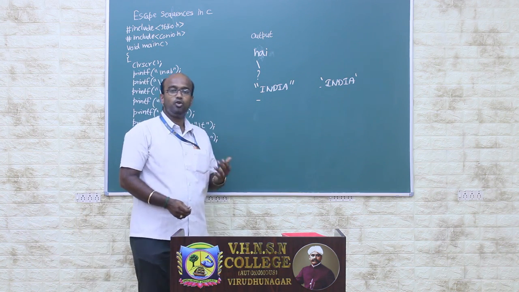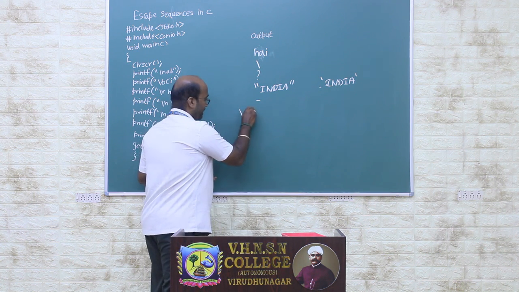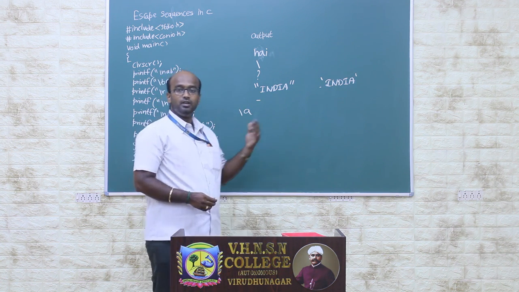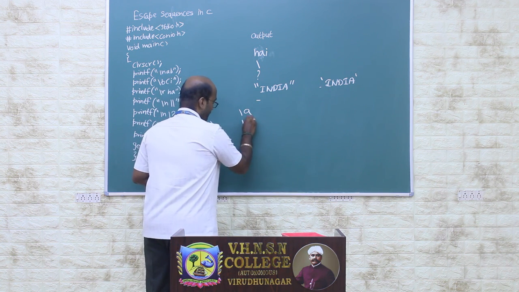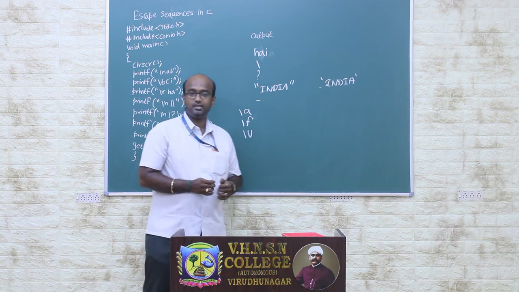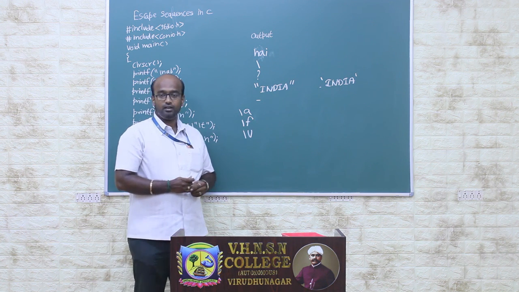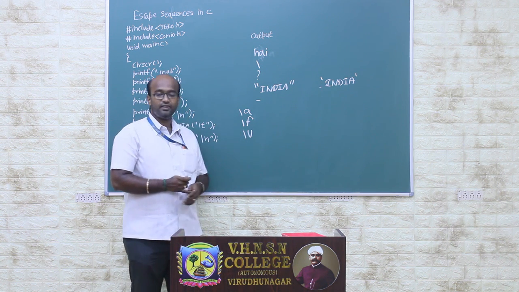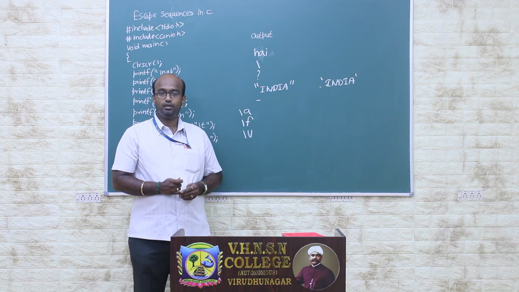There are still more backslash character constants or escape sequences. We have backslash a, it gives a beep sound, and we have backslash f and backslash v. This backslash f is form feed, and backslash v is vertical tab, and these two work fine in the dot matrix printer. Thank you.